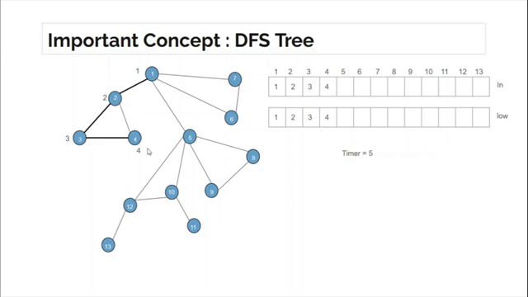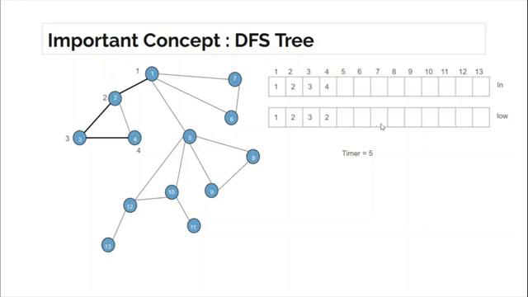Since this is a back edge, we would minimize the low time of node 4, because using this back edge node 4 can reach an ancestor, node 2. So low time of node 4 equals the minimum of low time of node 4 and in time of node 2, because node 4 is connected to node 2. The in time of node 2 is 2, so the low time of node 4 becomes 2. So now you see node 4, using some back edges, can reach node 2 whose in time was 2.